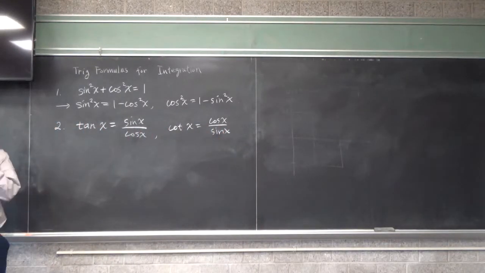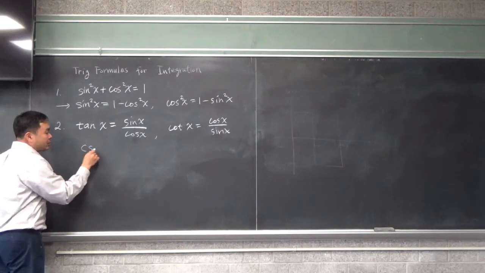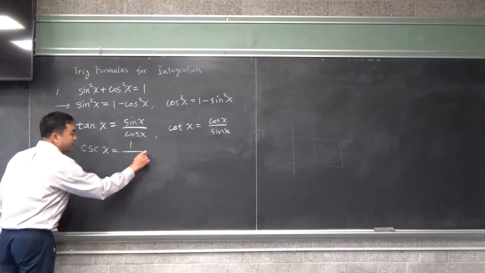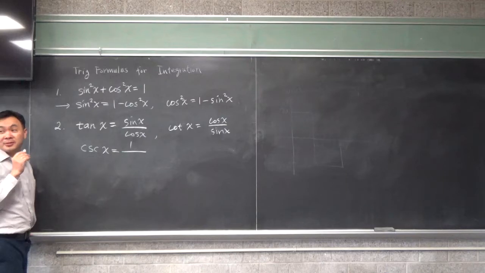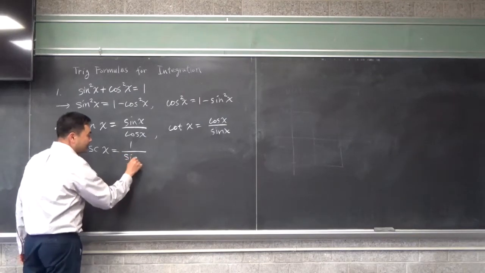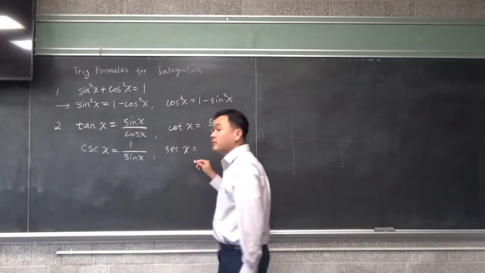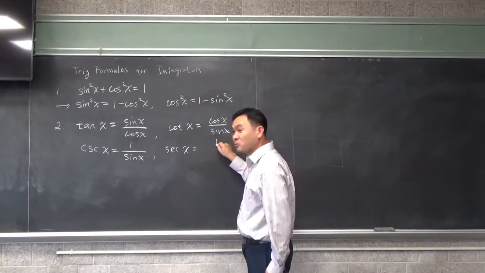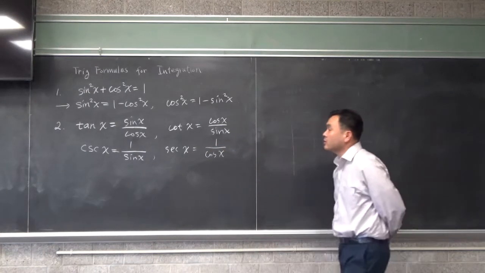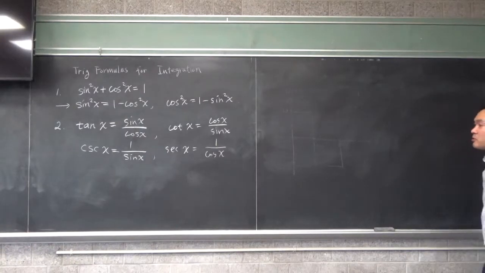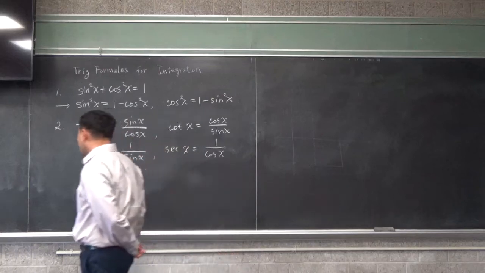And then you also have to remember the 2 reciprocal functions. So cosecant of x is defined as 1 over what? 1 over sine, good. And secant of x, of course, the only one remaining, will be 1 over cosine x, right? Okay. So these are the formulas that you absolutely have to remember. You have to memorize them.